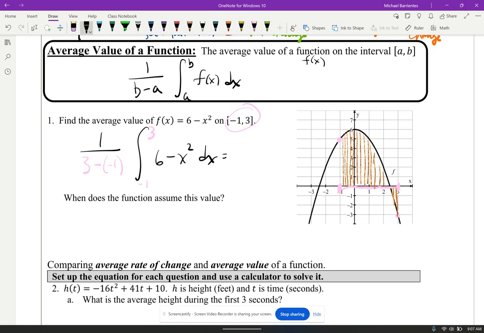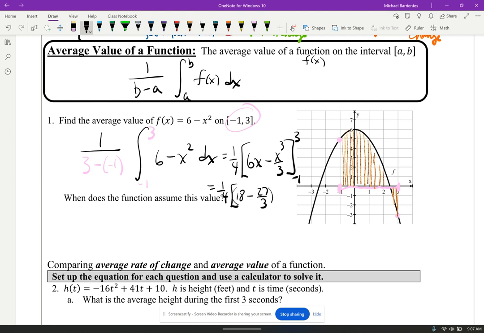So 1 over 3 minus -1, that's 1/4, times the integral from -1 to 3. Well, why don't we just take the antiderivative? Because I can take the antiderivative of this, and then I can evaluate it at 3 and -1. So the antiderivative would be 6x minus x cubed over 3, and we're going to evaluate that from -1 to 3. Doing that means I'm plugging in a 3, right? So 1/4 times 6 times 3, that's 18, minus 27 thirds. So all of this is what happens when I substitute the 3.